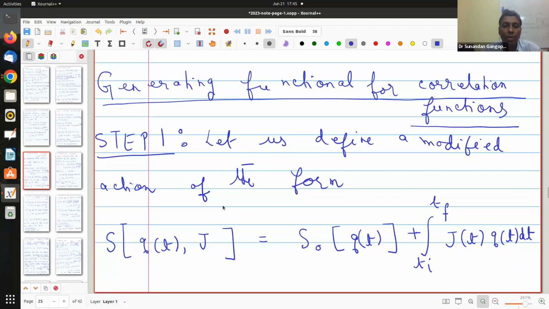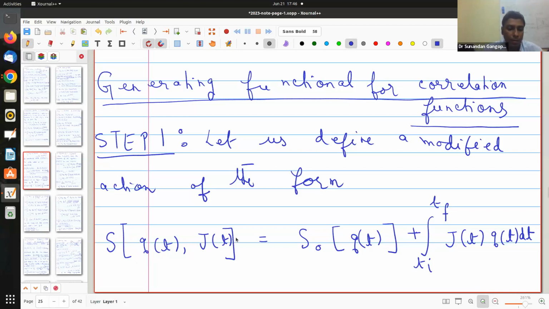So the question that we are now trying to address is how to construct a generating functional. I shall tell you briefly some very simple steps by which, if you follow them, you will be able to obtain the generating functional very easily. So what is the first step? Step one is, let us first define a modified action of this form. So we define an action S, which is a functional of Q(t) and some other function J(t). So this J is also a function of t.